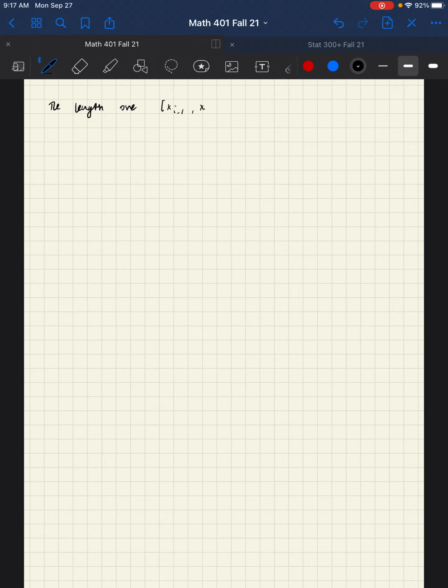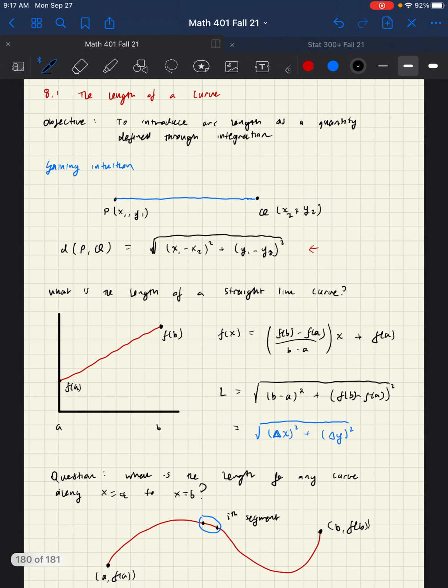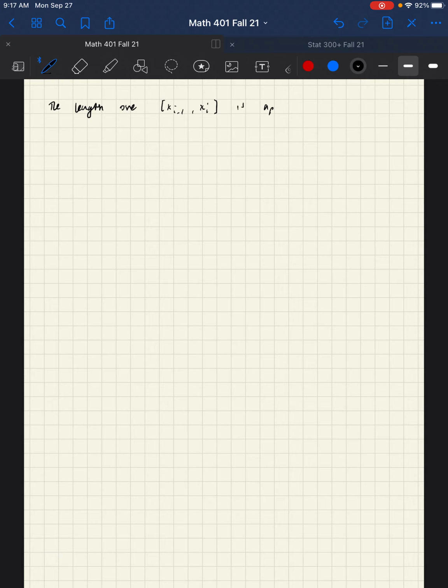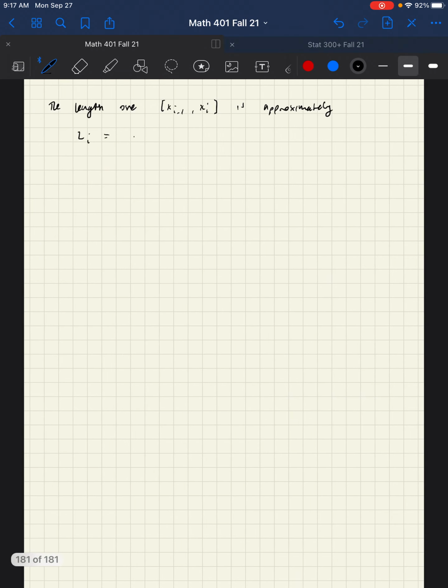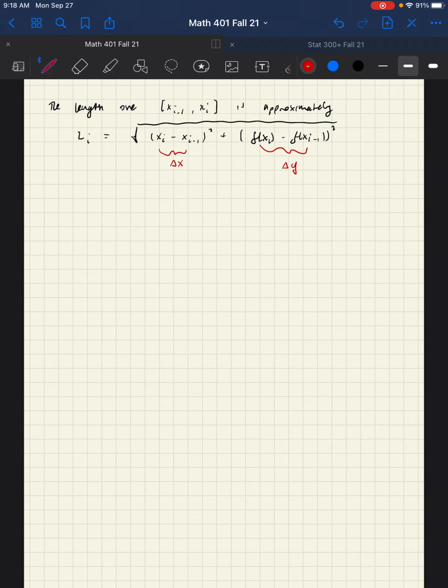So the length over x sub i minus 1 to x sub i, where if we drop down two vertical lines from the curve down to the x-axis, we find the x sub i and the x sub i minus 1, is approximately L sub i equals, and now we can apply this idea here. So that's going to be x sub i minus x sub i minus 1 squared plus f of x sub i minus f of x sub i minus 1 squared, square rooted.